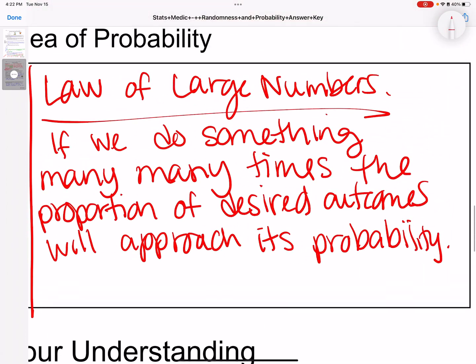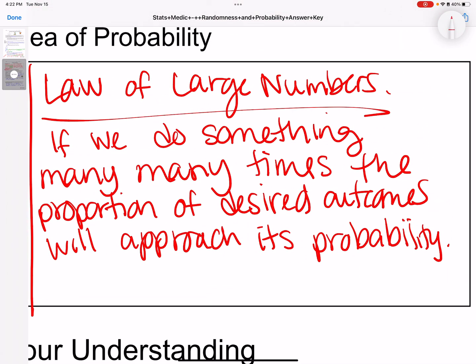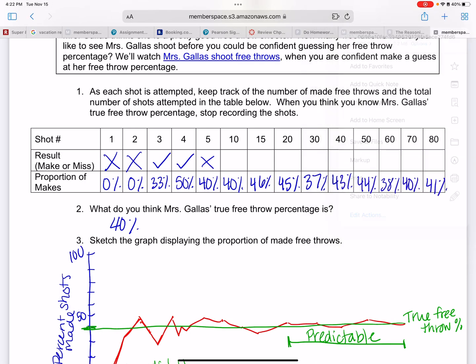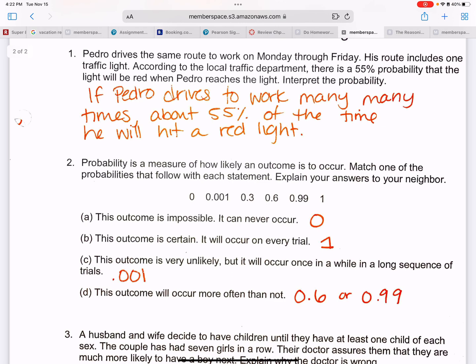All right, the second thing is the law of large numbers that I just mentioned, but basically it says if we do something a lot of times, many repetitions, the proportion of the desired outcomes will approach its actual probability. The more times I do it, the closer it's going to be to my actual probability. Go ahead and do the check for understanding if you have not. The check for understanding asks you particularly to analyze what 55% probability means.